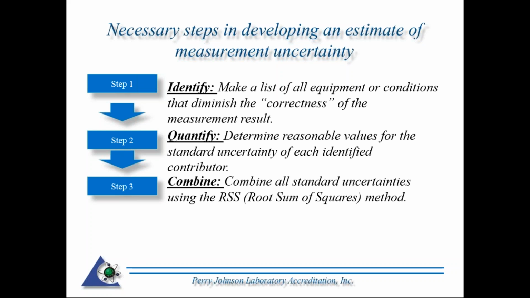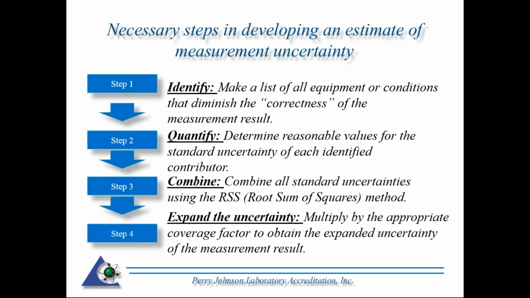Okay, so we've identified components, we've quantified them, we're now going to combine them. So we're going to combine all of our standard uncertainties, typically using the RSS, or root sum of squares, method. And then finally, we're going to take that combined uncertainty and expand it. We're going to multiply it by the appropriate coverage factor to obtain the expanded uncertainty of the measurement results.